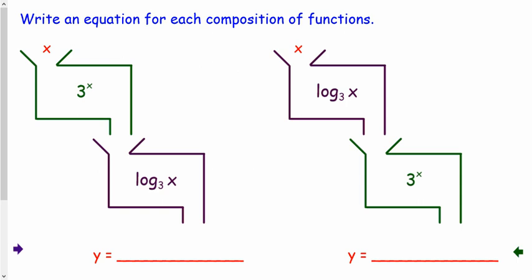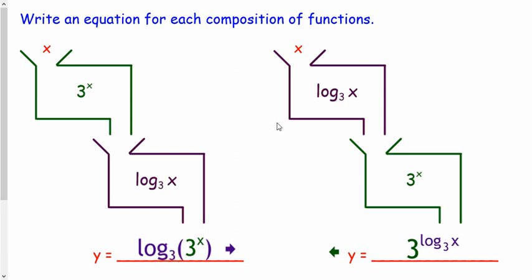Well, if you remember the order, my x, whatever it is, first goes into the exponential function. So this would be my inside function. That's going to do something to the x first, and then the logarithmic function is going to operate on it second. So this is what the equation would look like. Here the x goes into the exponential function first, and then into the logarithmic function second. It's just reversed in the next one. So first, we're in the logarithmic function, and then in the exponential function.